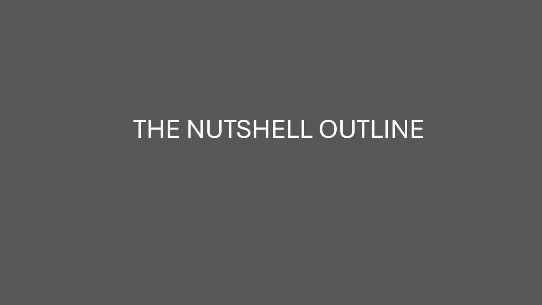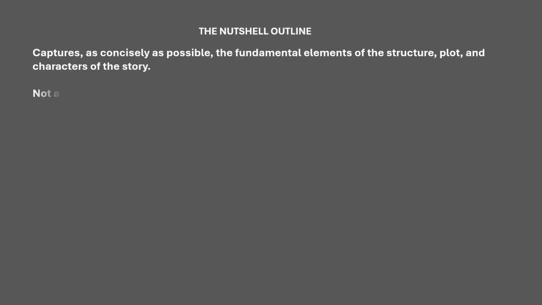So first, a short overview of the what, specifically the way I have learned over the decades of my writing career to think about developing a seed idea for a story into what I call the nutshell outline of the story. So what is the nutshell outline? I'm going to give a brief overview. It captures as concisely as possible the fundamental elements of the structure, plot, and characters of the story, and it is not a cursory overview of the story.